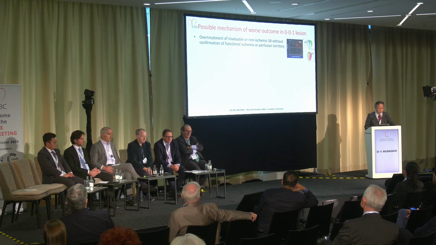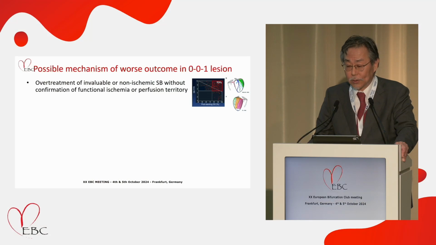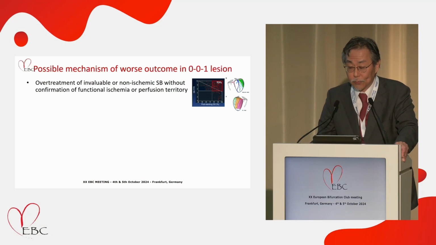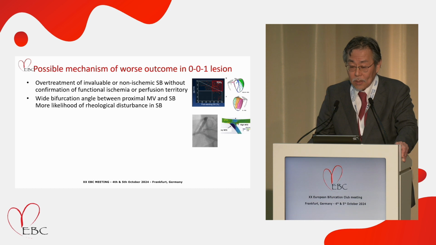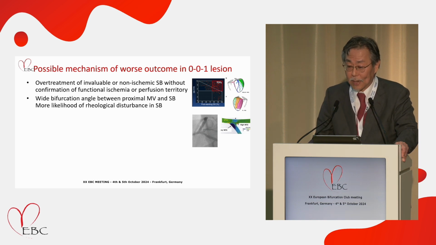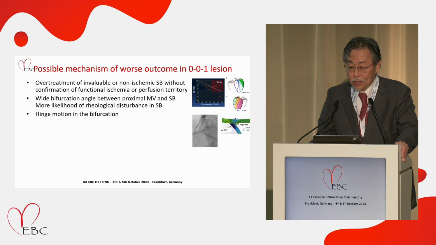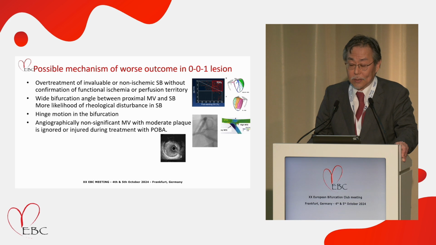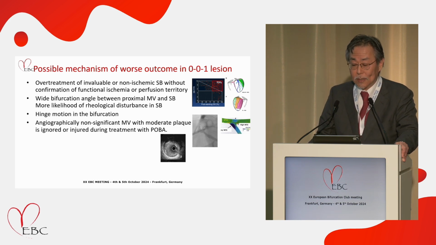Over-treatment of an invariable or non-ischemic side branch without confirmation of functional ischemia or perfusion territory, and a wider bifurcation angle between the proximal main vessel and the side branch, lead to a greater likelihood of flow disturbance in the side branch and hinge motion in the bifurcation. Angiographically non-significant main vessel with moderate plaque is ignored or injured during treatment with POBA.